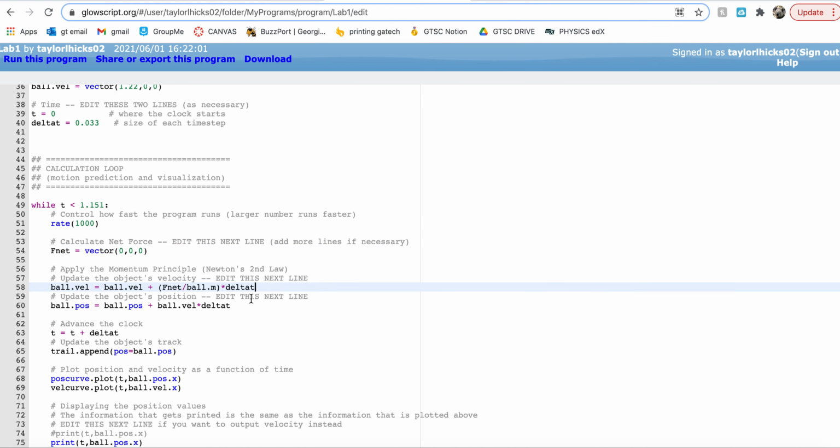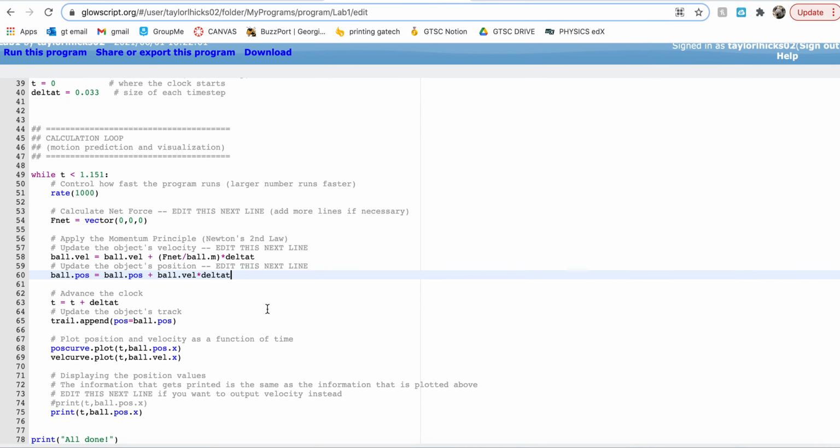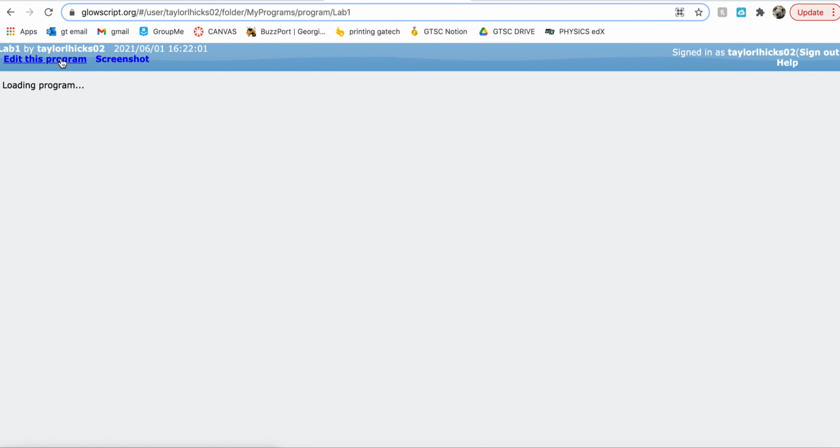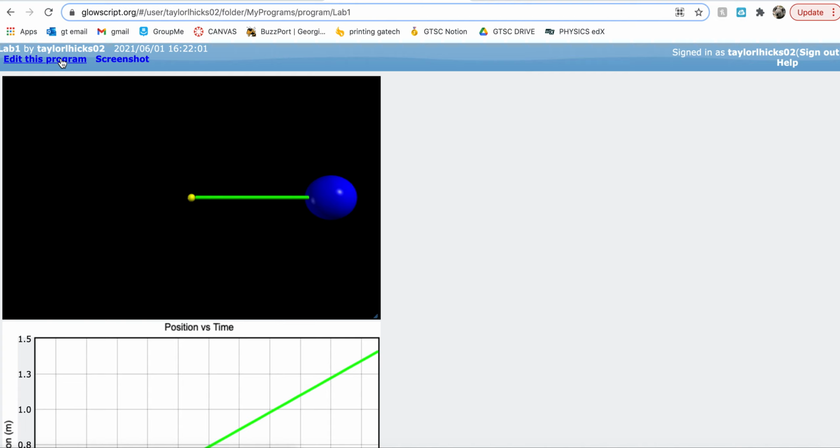I've used the following equations for the final velocity and the final position of the ball, as these are derived from Newton's second law. Final velocity equals initial velocity plus net force over mass times delta t, and final position is initial position plus velocity times delta t. With all of these changes, we can run the program, and it looks accurate; the simulation and graph of constant velocity fairly resemble the one seen in Tracker.